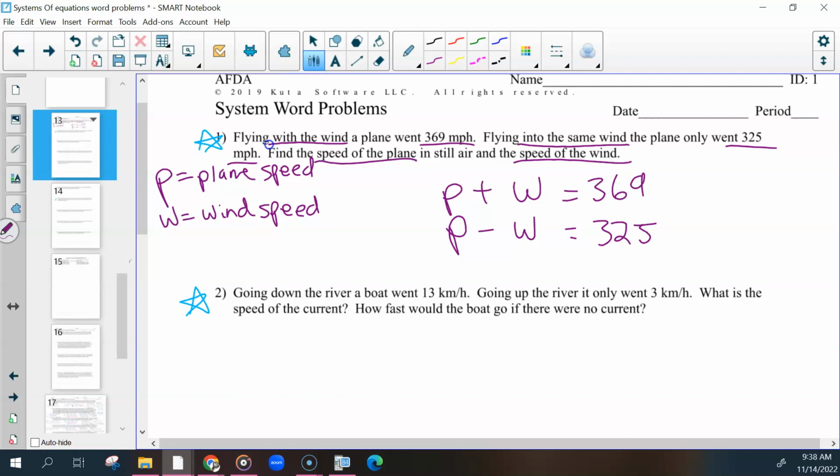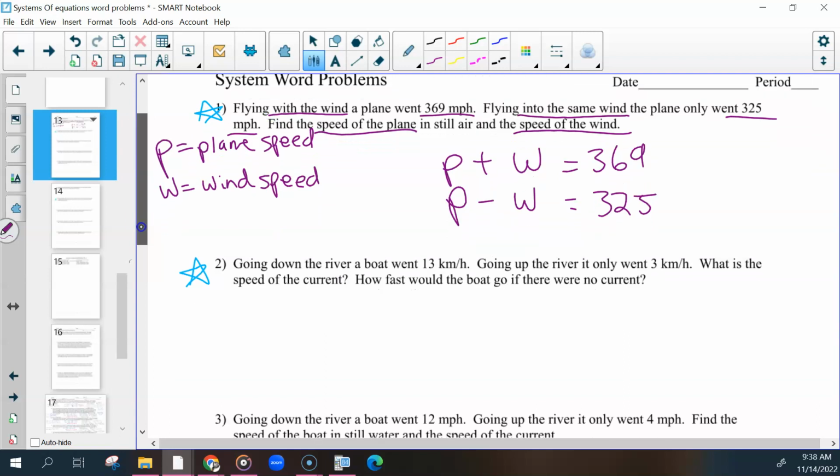All of these types of problems, the boating, the planes, will be set up like this. And then we can solve. Whether you want to solve by graphing, substitution, or elimination, it's up to you. I'm going to pick elimination because it's set up like an elimination problem. We have common coefficients. Do we want to get rid of P or W first? It does not matter.